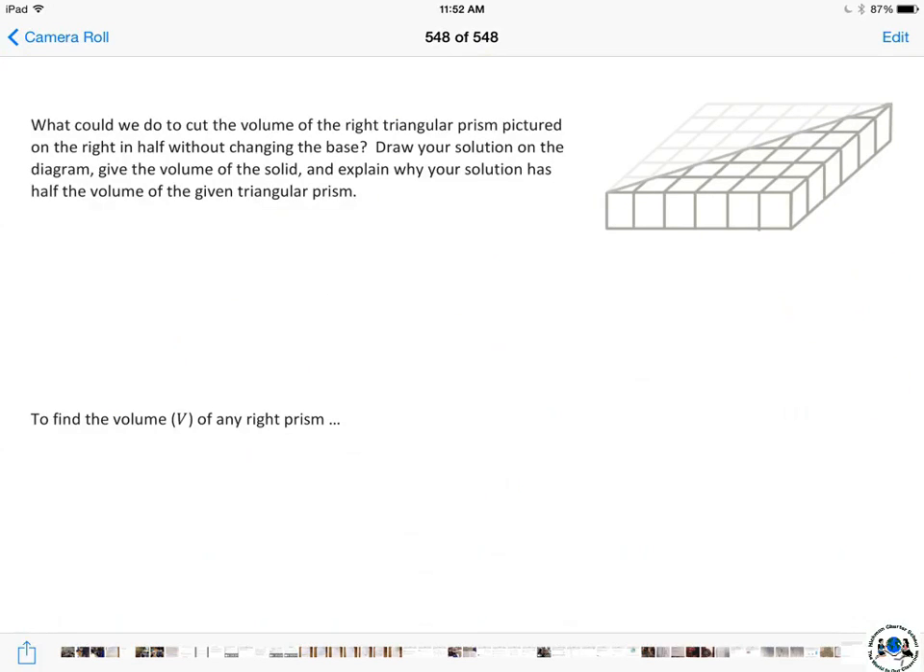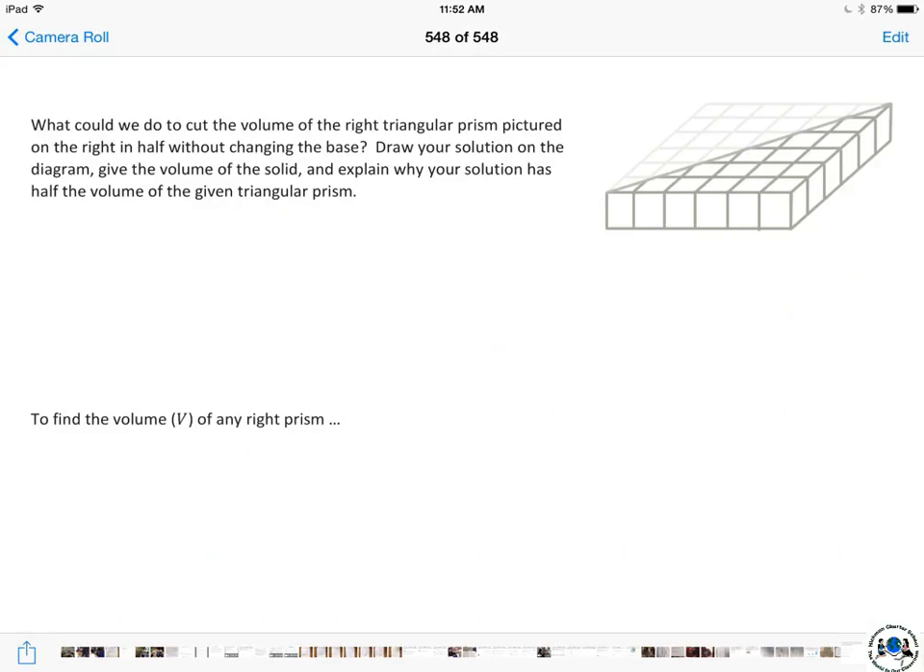All right, so now what could we do to cut the volume of the right triangular prism pictured on the right in half without changing the base? So now instead of multiplying it by 5, making it 5 times the volume, we are trying to cut the volume in half. So draw your solution on the diagram, give the volume of the solid, and explain why your solution has half the volume of the given triangular prism. Go ahead and give that a try and come on back.